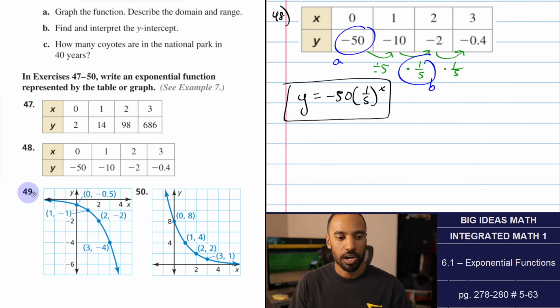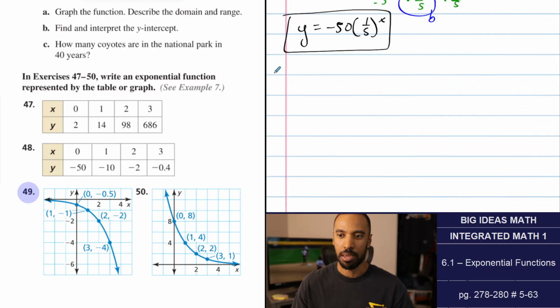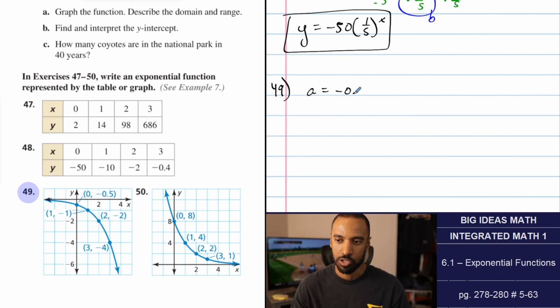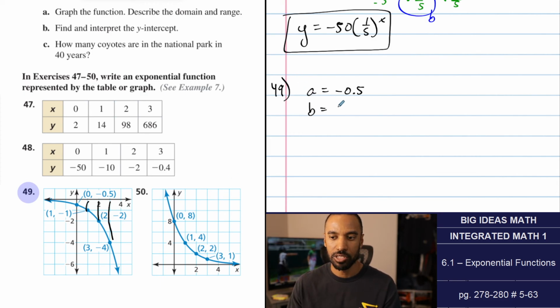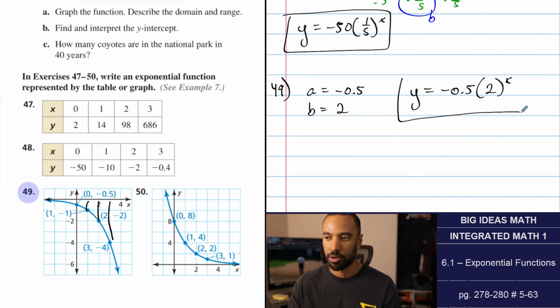Number 49 and 50 are graphs, but what are graphs other than some form of tables? I mean, we've been skirting past tables to make graphs, so we might as well be able to do it here as well. If you notice, your a value is going to be the y-intercept, negative 0.5. Now, if you don't know, as x increases by 1, you might not know negative 0.5 times what is negative 1, but we can know negative 1 times 2 is negative 2, times 2 is negative 4, so your b value is 2, and it's a positive 2. It won't be negative, it just keeps your values negative. So your equation is y equals negative 0.5, or negative 1/2, times 2 to the x power.